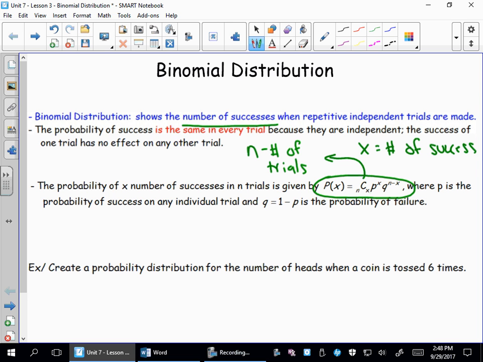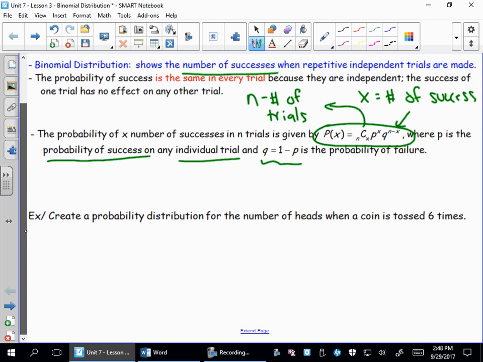And then you have p. p is the probability of success on any individual trial to the power of x. Again, x is our number of successes. And q, which is calculated by 1 minus p, the complement to success, would be failure. And the exponent there is n minus x. It seems very complicated. We're going to try a couple, and you'll see it actually comes up pretty easily.